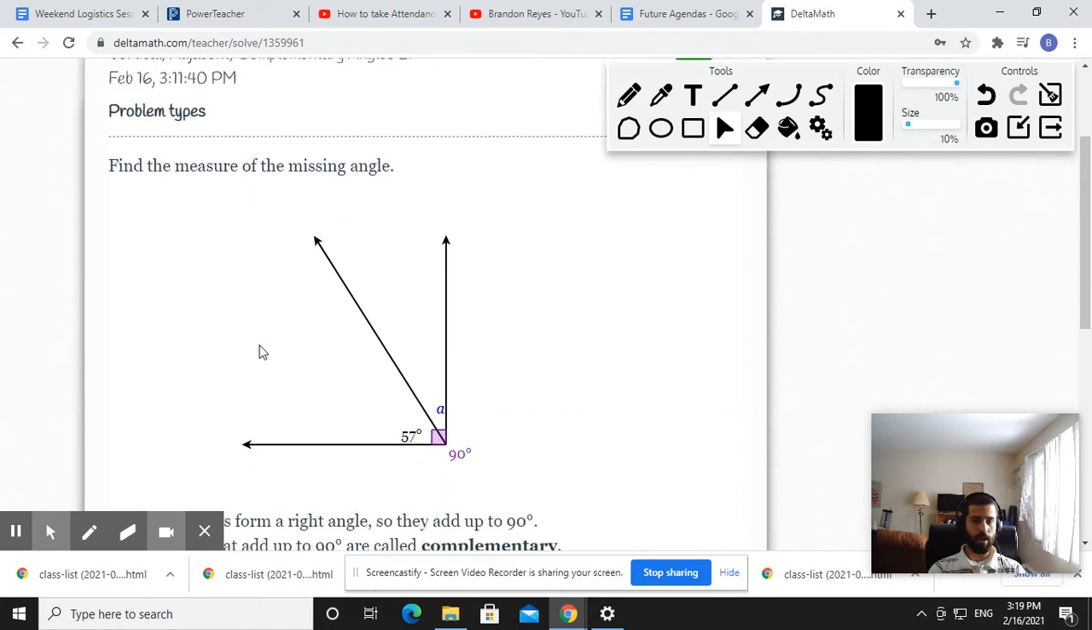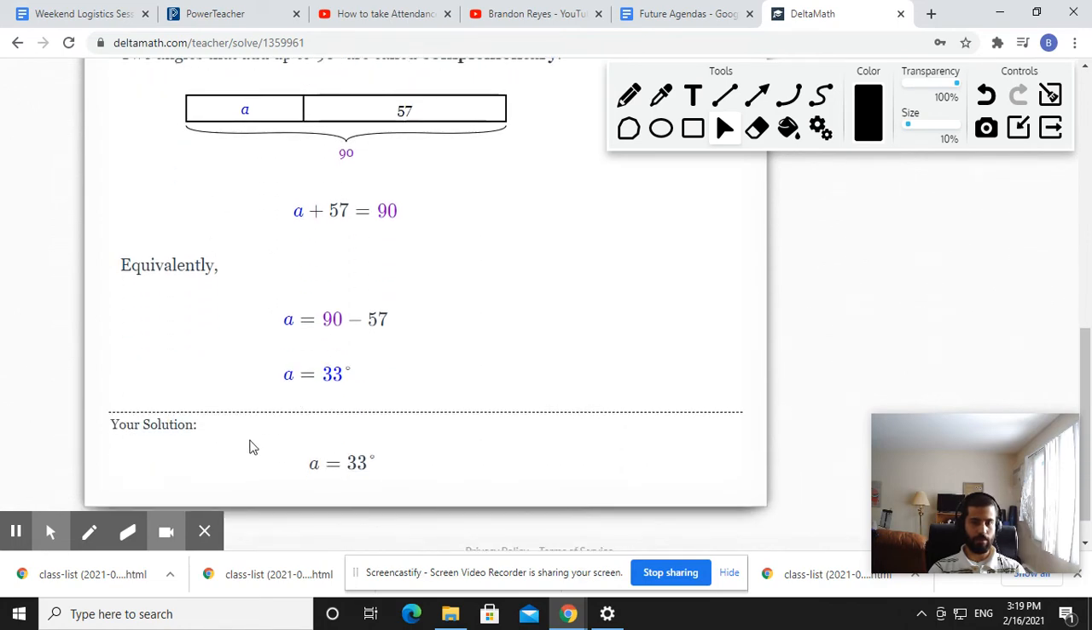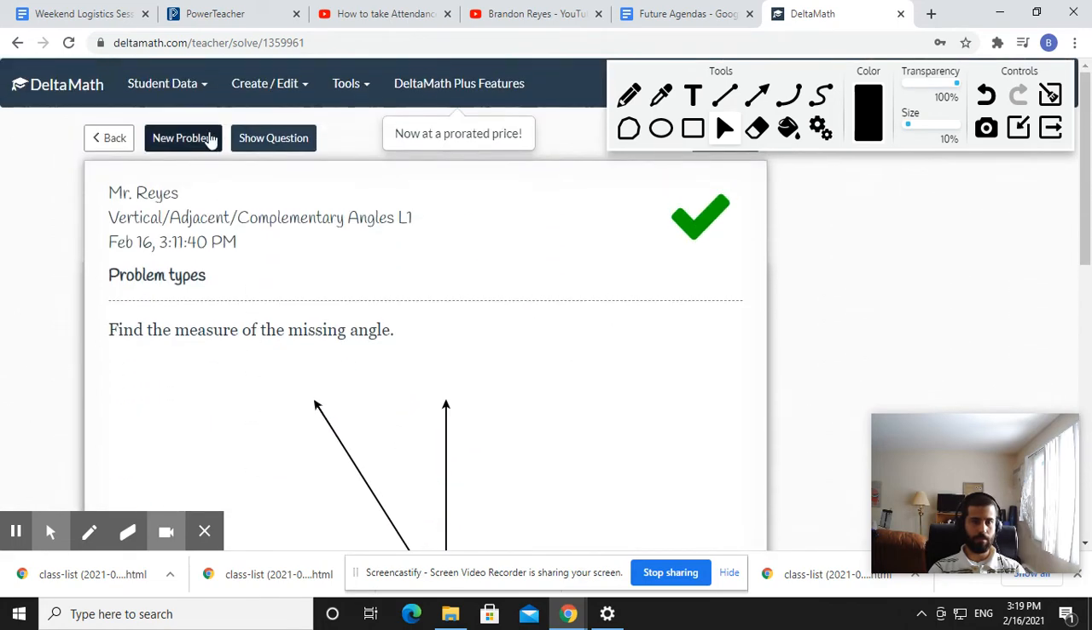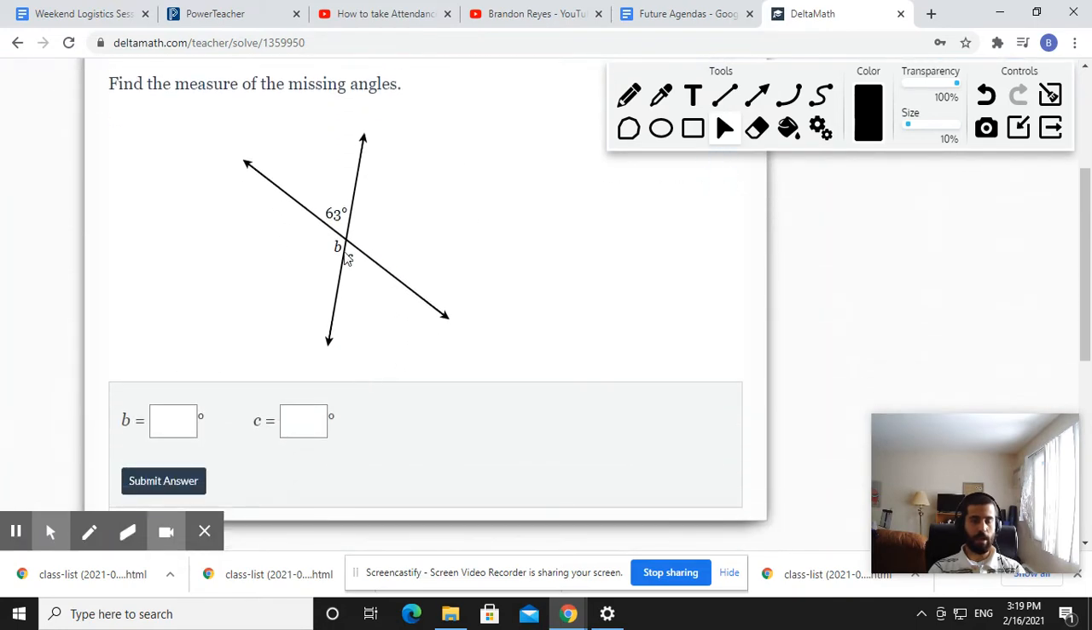If you get it incorrect, look at the explanation. Okay, this can be very, very helpful. All right, now we've got two angles that we don't know. So what I like to do is just block out one of them. You can start with either one you'd like, but I'm going to block out C. Okay, and just pretend like that's not there.